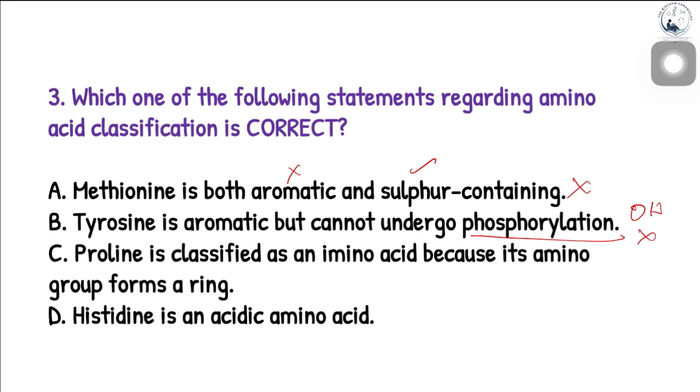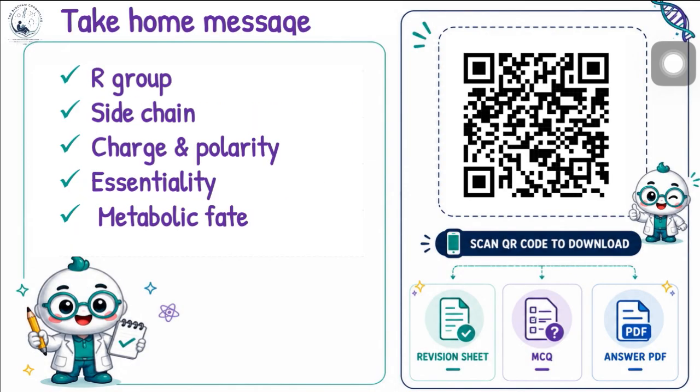Option C is, proline is classified as an amino acid because its amino group forms a ring. Yes, it forms a ring. And option D is, histidine is an acidic amino acid. No, it is a basic amino acid. So what is the correct answer? Option C, proline. So these are some of the very important questions which you can expect in your PG preparation exam. And that's all for today.